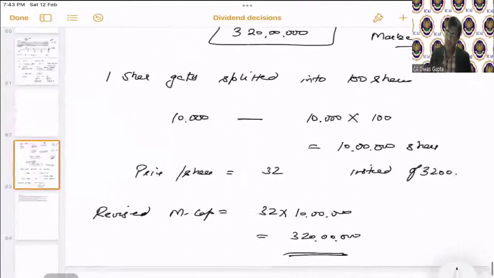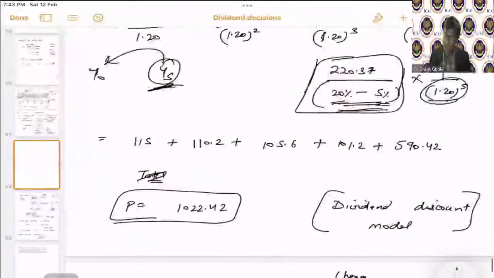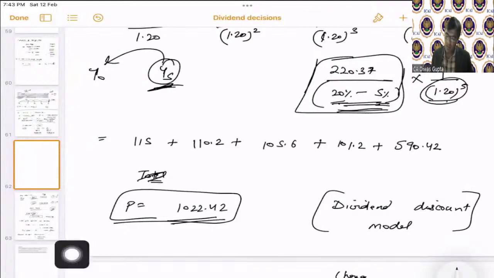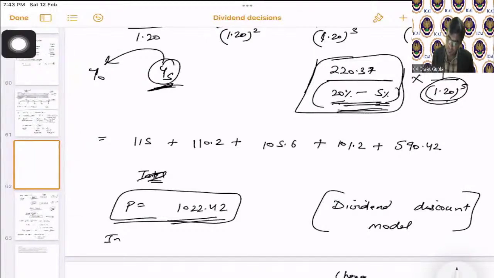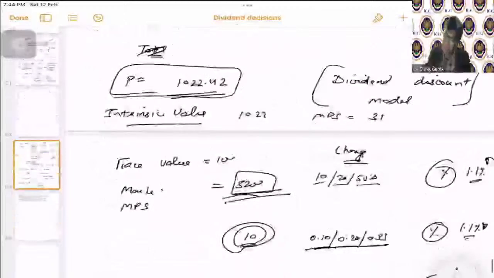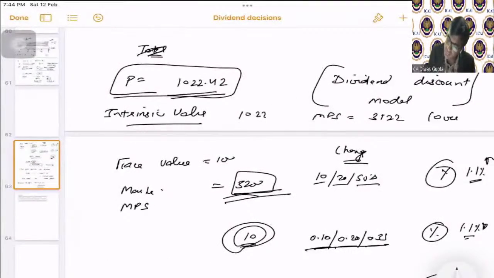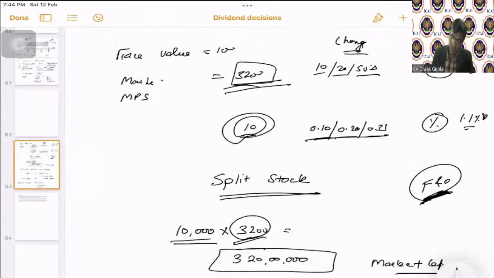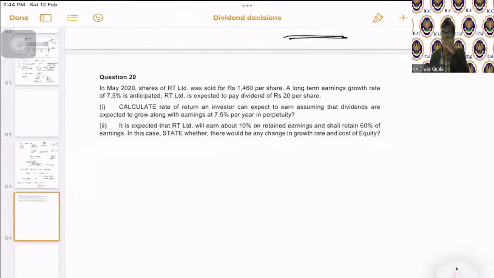Yes, that is right. So that is the point which I also left here. So the intrinsic value is coming out to 1022. So actually the intrinsic value basis the calculation should be 1022, but the market price is actually 3122, right? So hence the market price is overpriced, simple, because it is trading at a higher value than it should have been. Okay, students? Now let us come to question number 20.